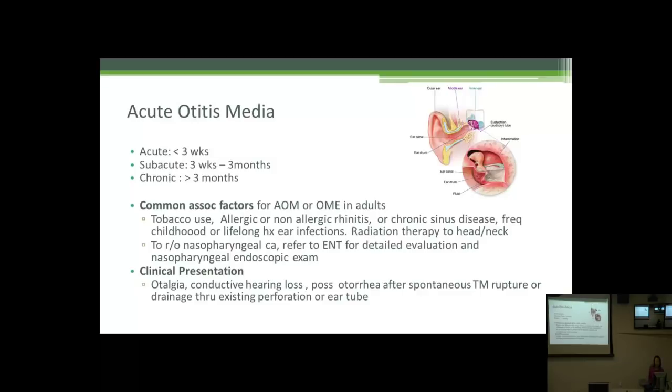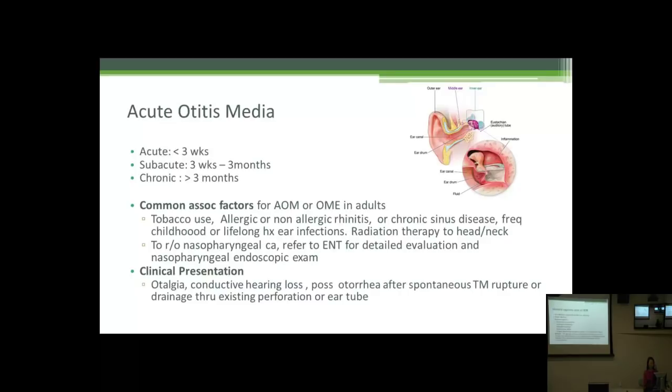So common associated factors include allergic rhinitis, non-allergic rhinitis, chronic sinus disease. A lot of patients who have had radiation to the head and neck or nasopharyngeal area are most commonly associated with having effusions of the middle ear. And so a lot of those patients do end up with ear tubes in the ear. Also, just bear in mind, if somebody has a unilateral or chronic bilateral otitis media with effusion that is not relieved by different medications, they should be scoped by an ENT to look for the possibility of a nasopharyngeal carcinoma.